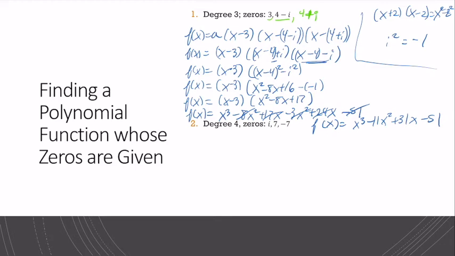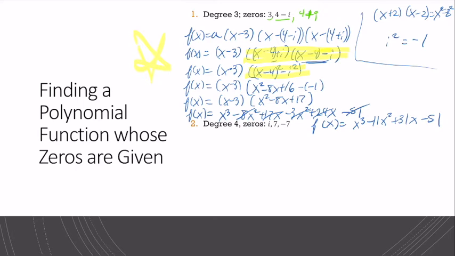I'm going to highlight some stuff real quick. This step right here was the key step, where I wrote it as the product of a sum and a difference. If I tried to FOIL it out otherwise, it wouldn't work as well. So just a friendly reminder that that's our key step.